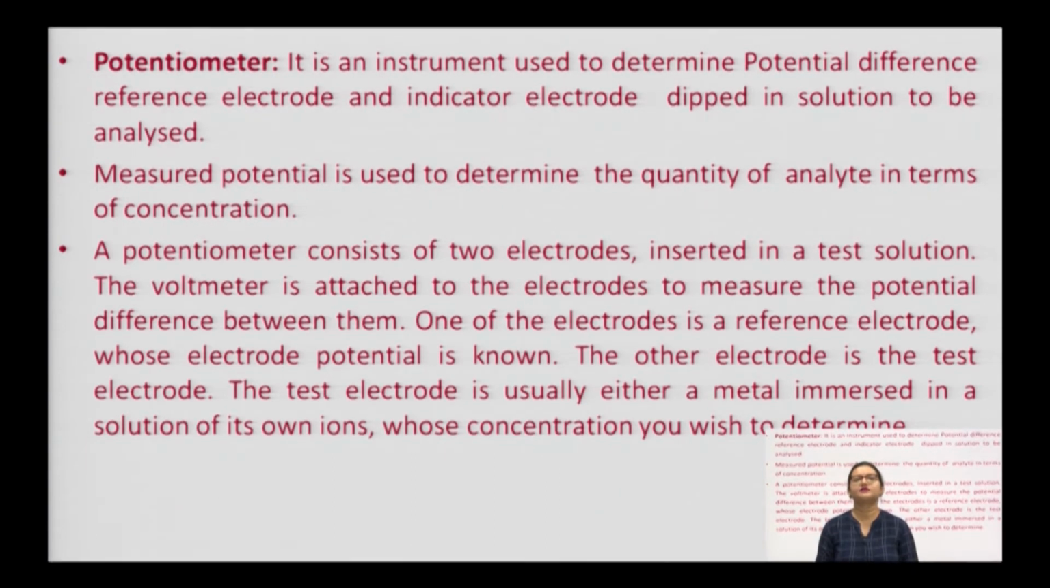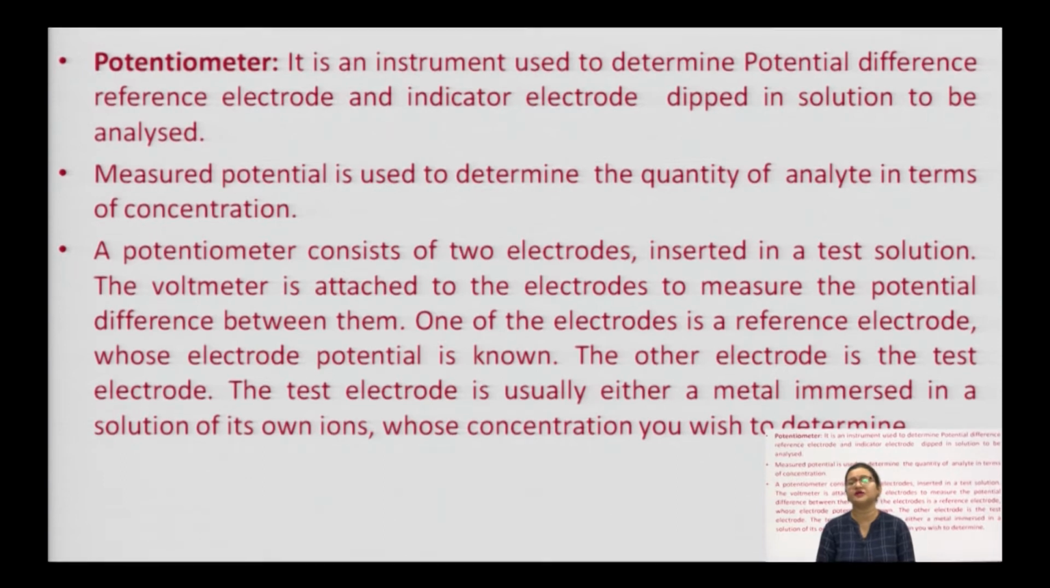One electrode is a reference electrode whose potential is known, is stable, and is quite insensitive to the analytical solution, which is very stable. We will study this in depth in our coming slides. The other electrode is the test solution whose potential we need to determine. That potential depends upon the concentration of the analyte under study, whose concentration is to be determined.